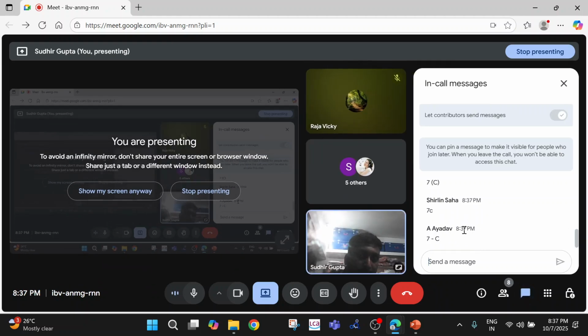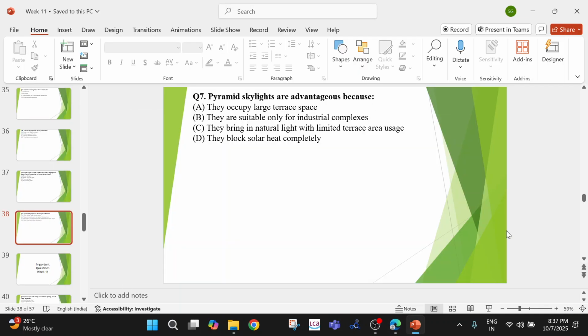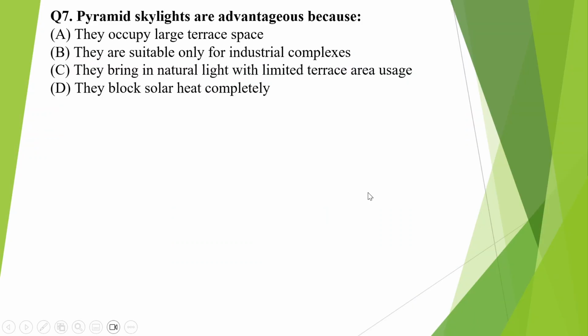As I can see, 7C. Yadav has corrected himself, I think. Yes, 7C, guys, very good. 7C is the correct answer for question number 7. These pyramid skylights, as you all know, are a compact, aesthetic, improved natural lighting system with ventilation also. So they can be used in both commercial and residential settings.